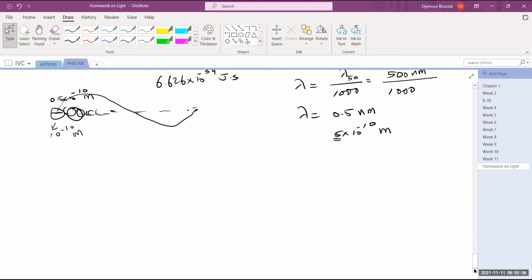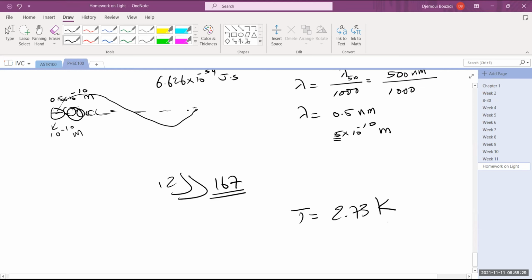I'm looking at problem 12 from page 167, on relic radiation. By measuring the relic radiation left over from the Big Bang, astronomers have measured the average temperature of the universe to be T equals 2.73 Kelvin. At what wavelength does this background radiation emit most strongly? What part of the electromagnetic spectrum does this wavelength belong to?